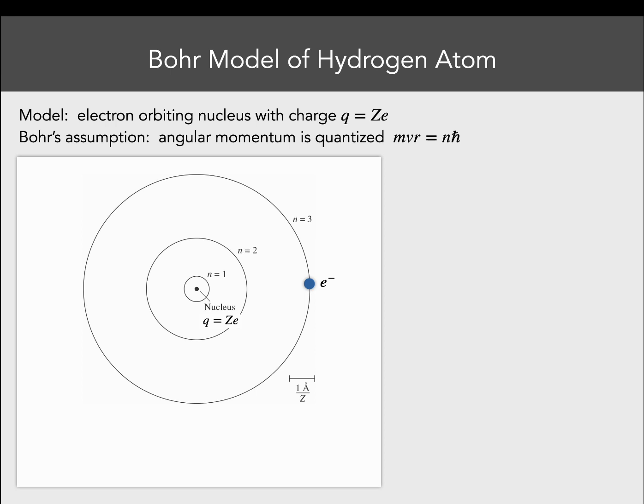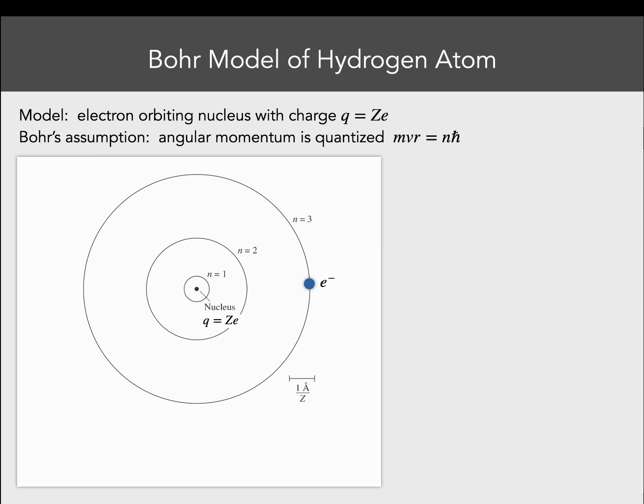We can use the Bohr model of the atom. So in the Bohr model, we have an electron orbiting a nucleus with charge Z times e. So e is the fundamental charge, and Z is how many protons we have in the nucleus. So for hydrogen, Z would be 1, helium, Z would be 2, and so on.